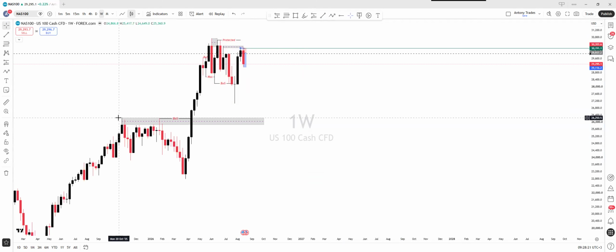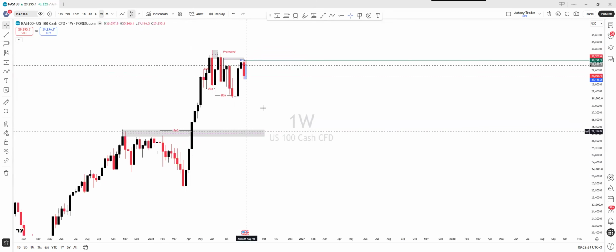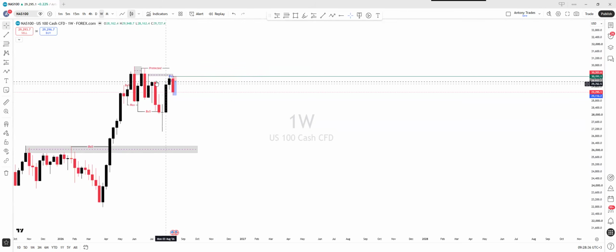Is it a strong one? Of course, you can see it coming down to sweep this liquidity below here. We also have another low here being swept before the market pushes up to give us a break of structure, meaning this is a very strong break of structure. All right, so that is why we are looking for selling opportunities around this area.